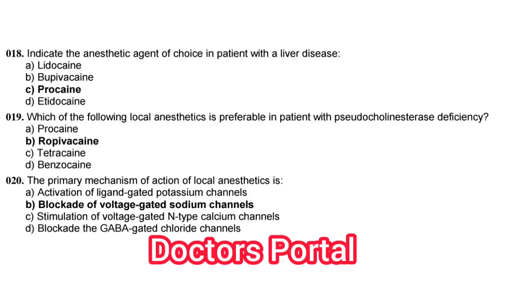Next, 19. Which of the following local anesthetics is preferable in patient with pseudocholinesterase deficiency? The answer is the second option, ropivacaine.